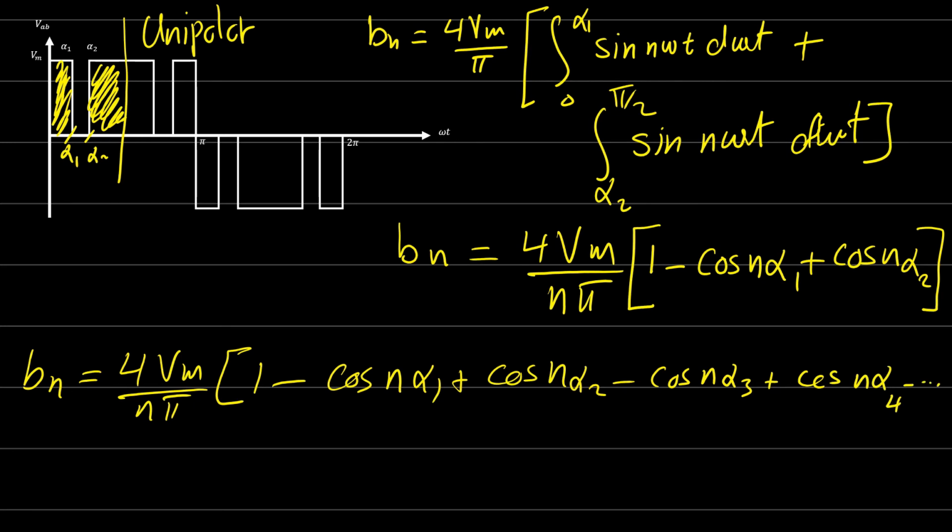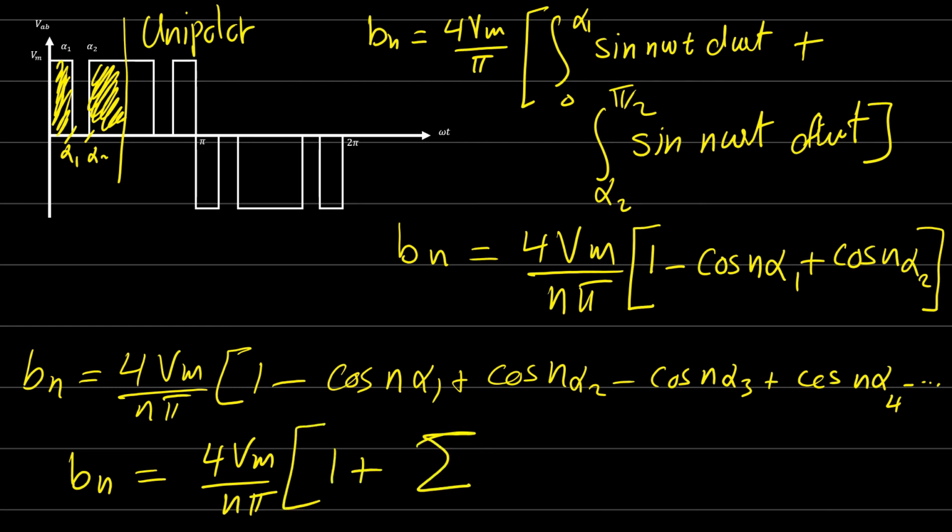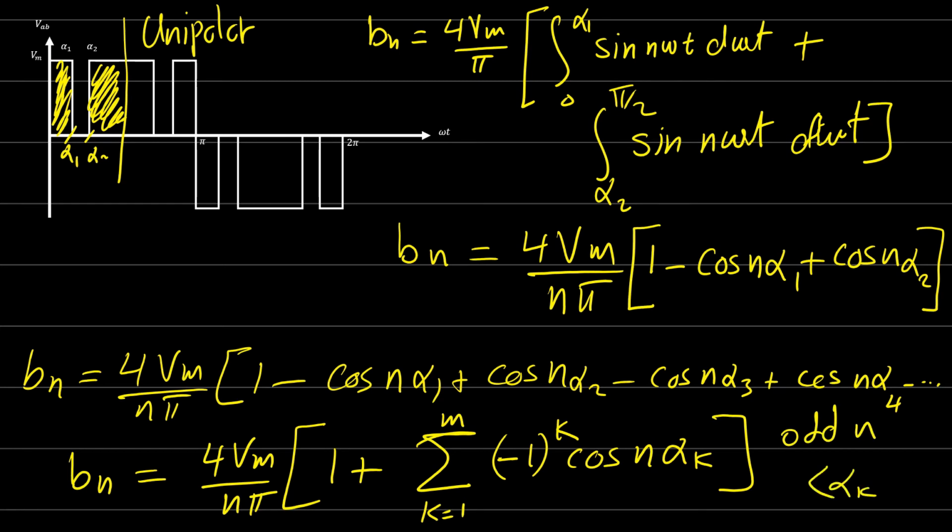And this can be simplified to be Bn equals 4V maximum over n pi times 1 plus the sum of minus 1 to the power k times cosine n alpha k, with k from 1 to m. And this, of course, is for odd values of n, right? And alpha k from 0 to 90 degrees, right? Okay, so now we'll try to solve this equation for two harmonics only, okay?